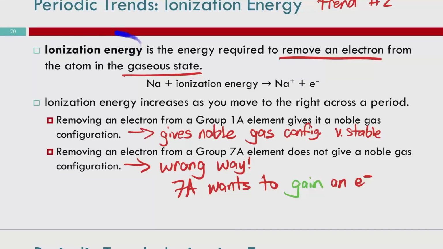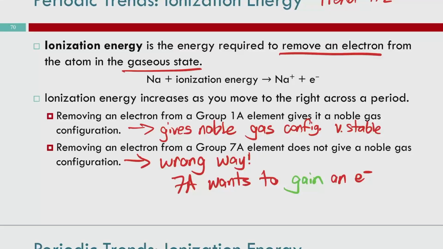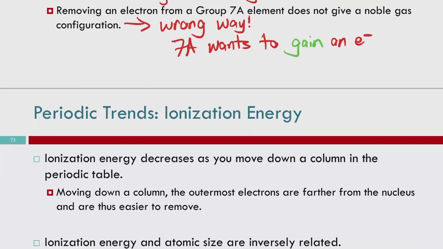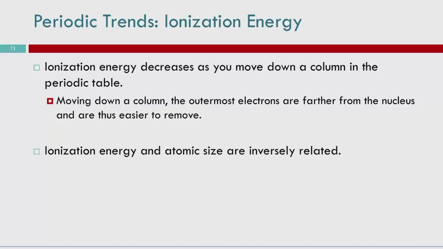So ionization energy is how much energy does it take? It takes more energy to take it off from a 7A element. So on the right side, big ionization energy. The left side, small ionization energy. It also decreases as you move down a column. It's easier to remove an electron when it's further away from the nucleus.